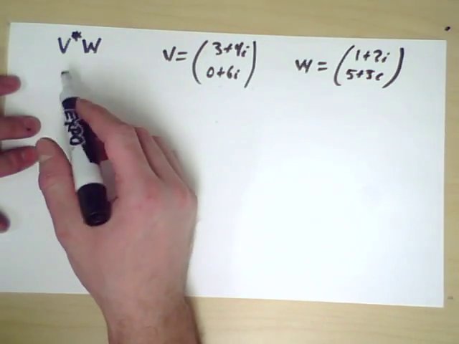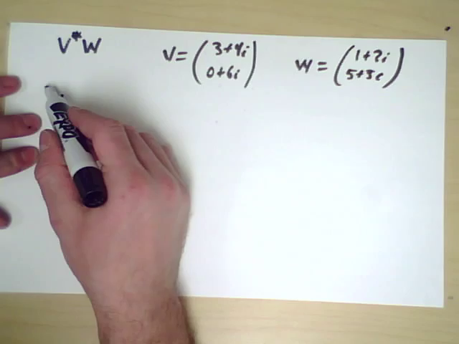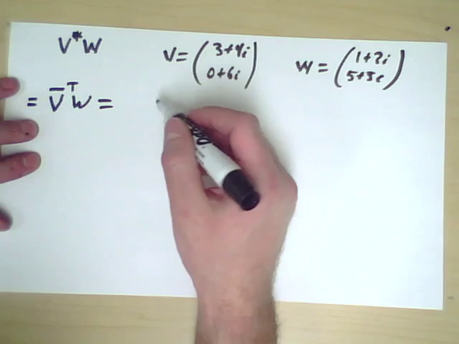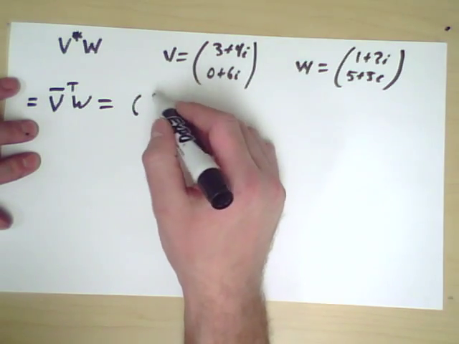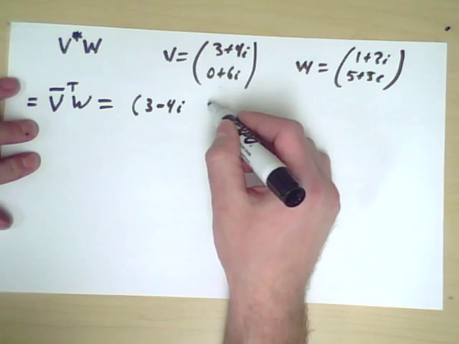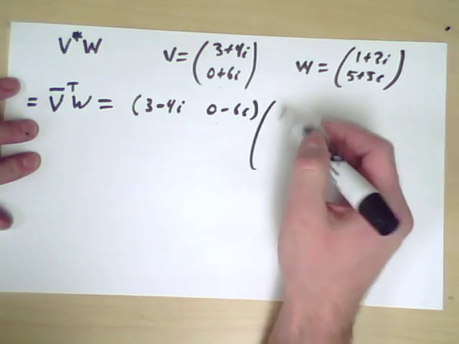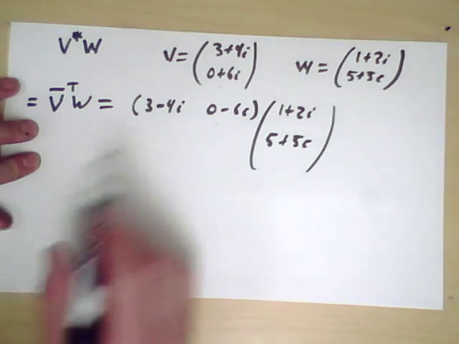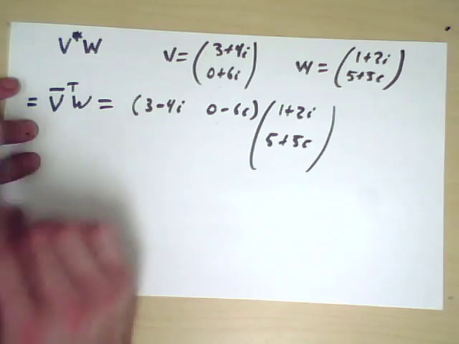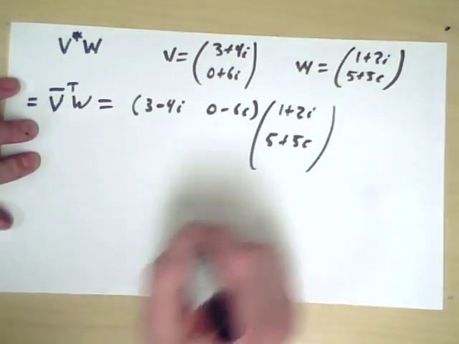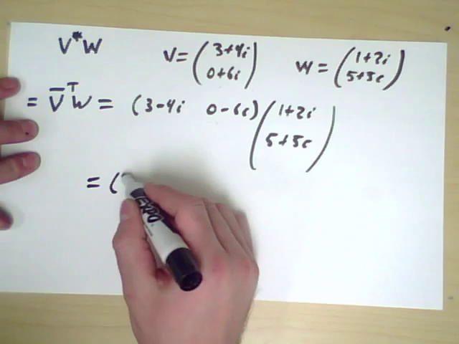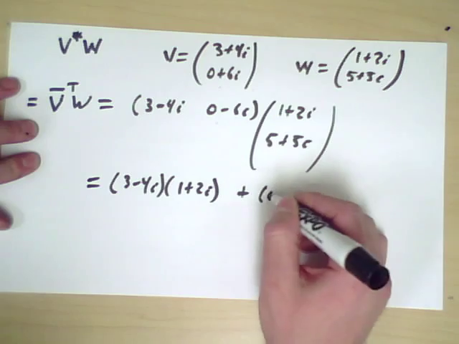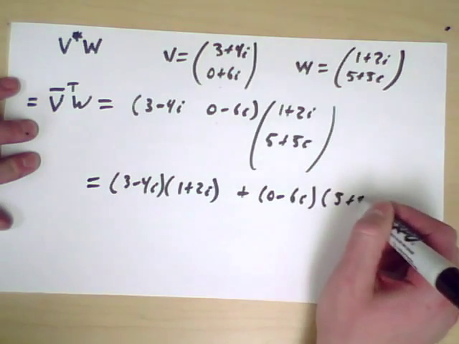So first of all, I can simply compute this. V conjugate transpose W is what I get by computing the product like this. Notice the signs have flipped in my imaginary parts because of the conjugate, and of course the transpose has put this in row and column form. So here we have 3 minus 4i times 1 plus 2i plus 0 minus 6i times 5 plus 5i.